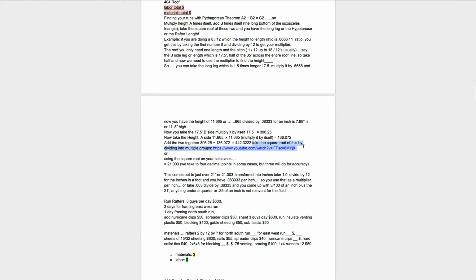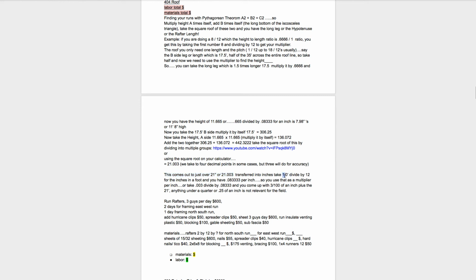Take the square root of this by either using this little theorem, this little training I showed you here, or you can use the square root on your calculator. A lot quicker and easier to use the square root on the calculator. You end up with 21 foot 0.003. Now we take up to 4 decimal points in some cases, but 3 is plenty accurate. That comes out to just over 21 feet.